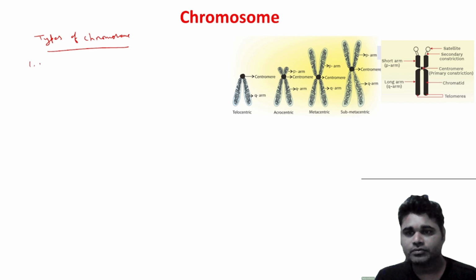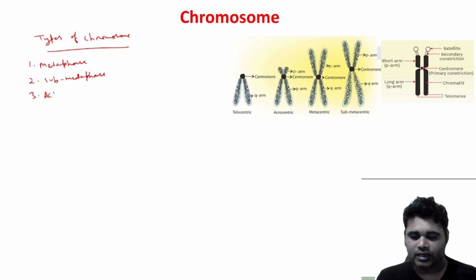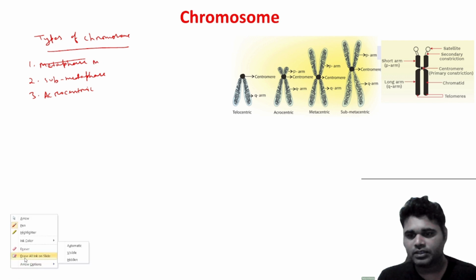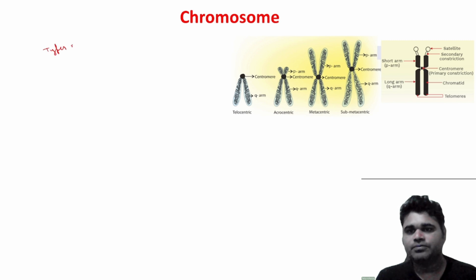One is called the metacentric. Second one is called the submetacentric. Third one is called the acrocentric. You can say that simply these are the different types of chromosome. So first one is called the metacentric. The second one is called the submetacentric.